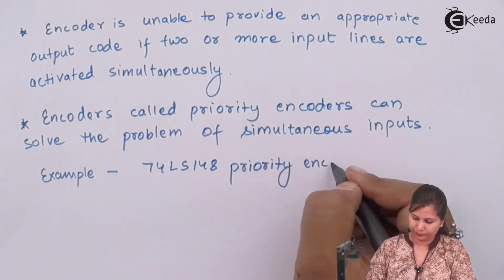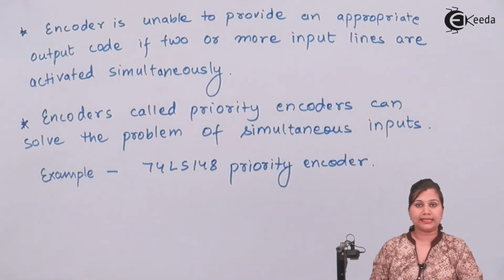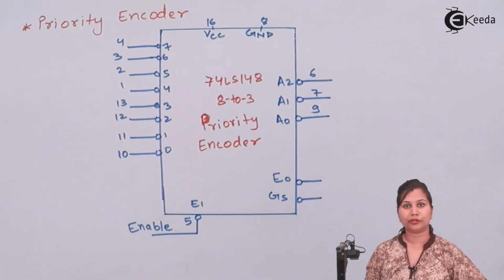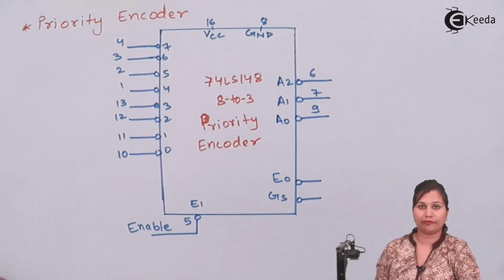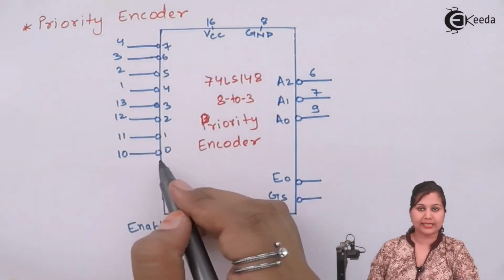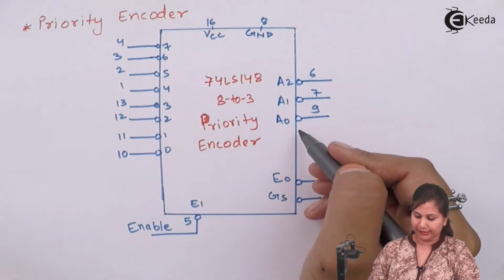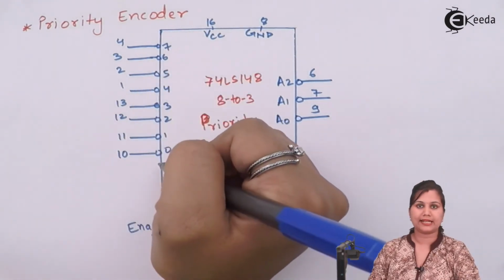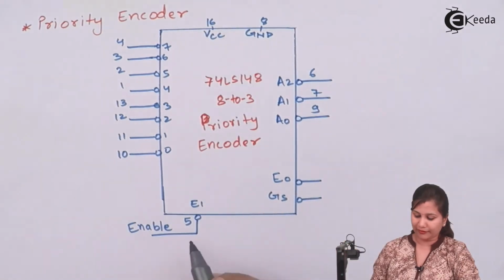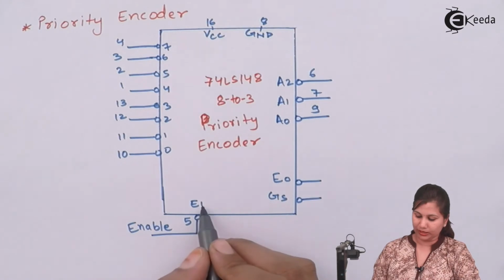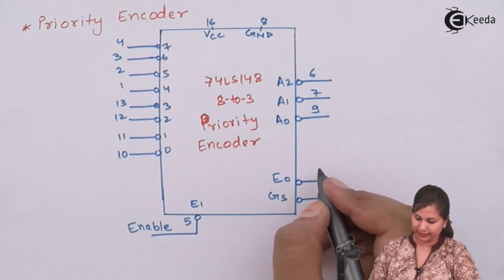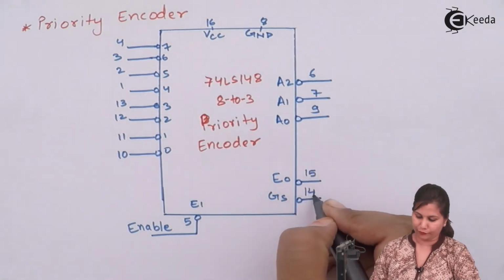Let's see the pin diagram. This is the pin diagram for the priority encoder 74LS148. This is an 8 to 3 priority encoder. It has 8 input lines and 3 output lines. You can see that the input lines are active low, and the output lines are also active low. Here we have the enable line E1, and E0 and GS. These are additional lines connected at pins 15 and 14.